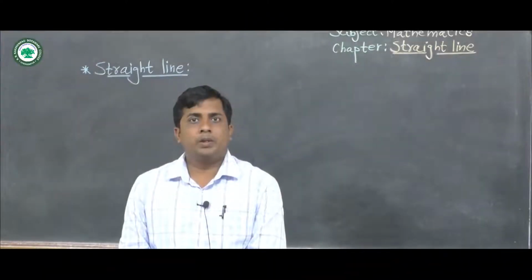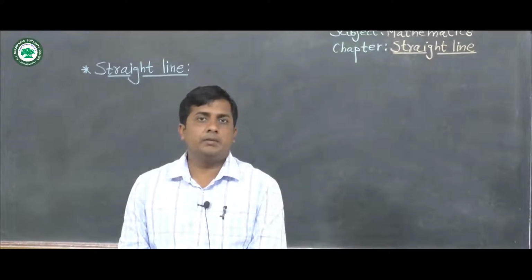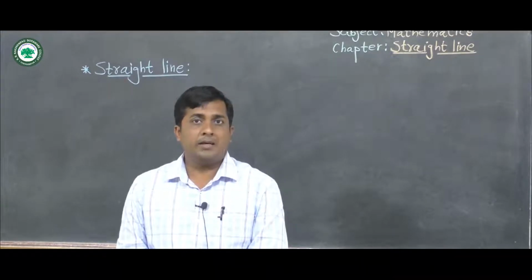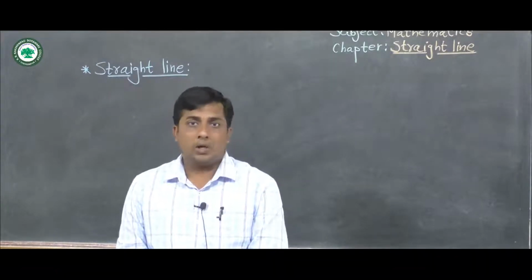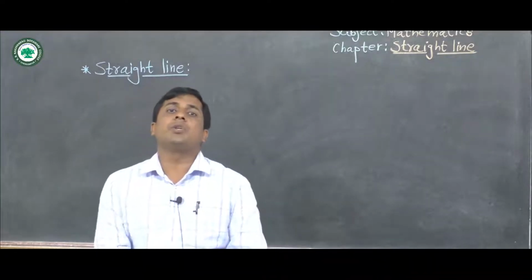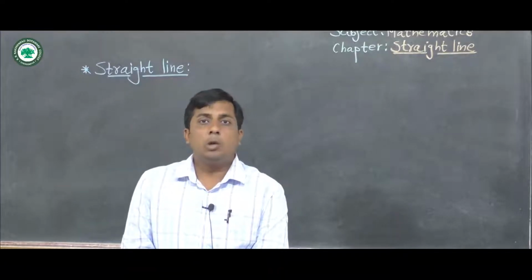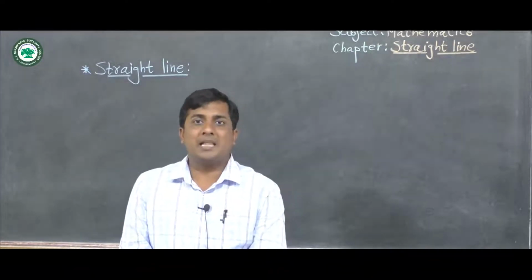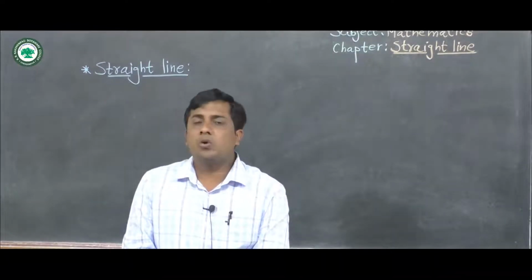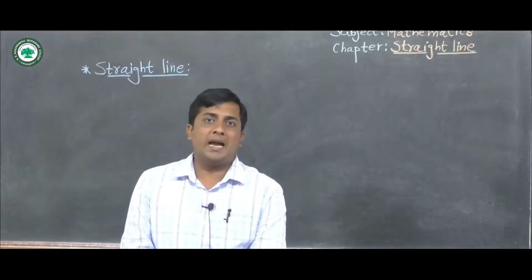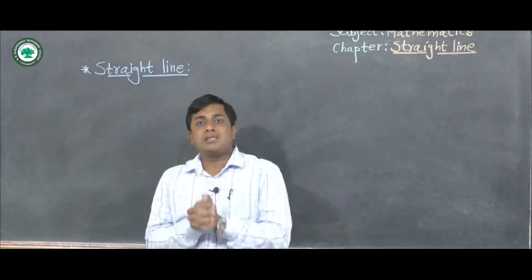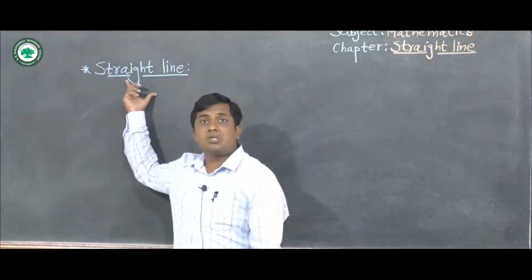Hello everyone. In the previous lecture we studied the concepts related to the chapter straight line, and in that we saw locus. We saw the definition of locus and how to find the equation for the locus. Then in the next lecture we saw old coordinates and new coordinates. Okay, so in today's lecture we go with the concept related to the part straight line.